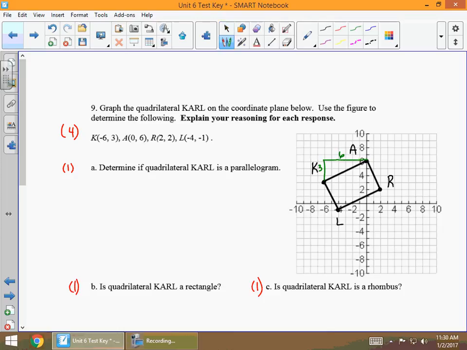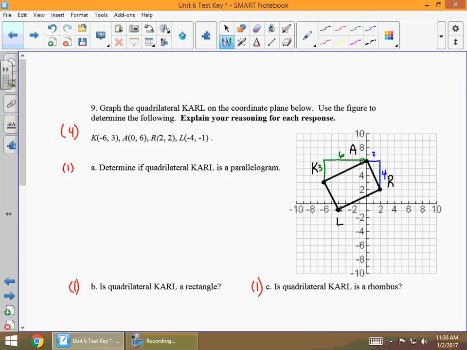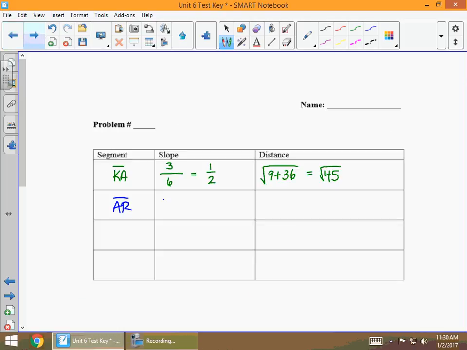Okay, the next one we're going to look at is AR. It looks like it's going over 2 and dropping down 1, 2, 3, 4. So my rise here for AR, it goes down 4 and right 2. So down 4 and right 2. There's my rise over my run. And that simplifies down to negative 2 over 1.